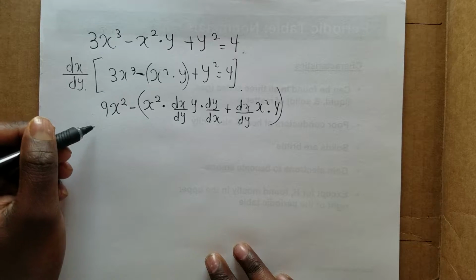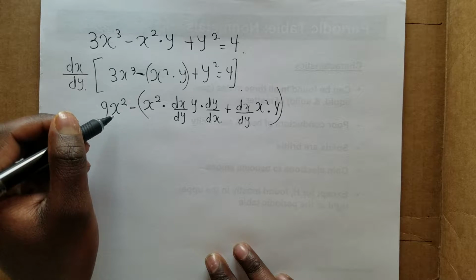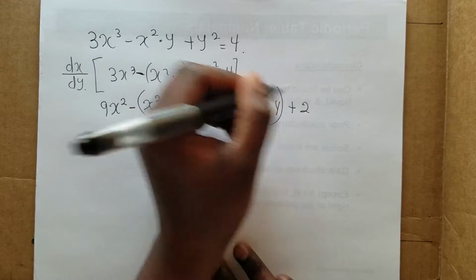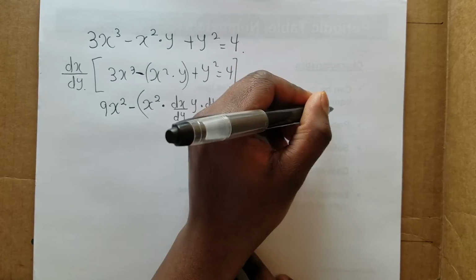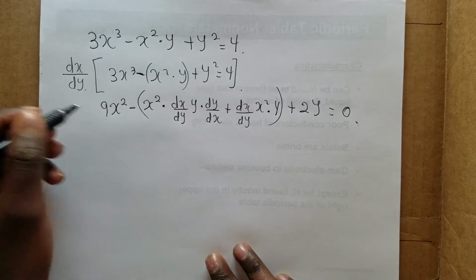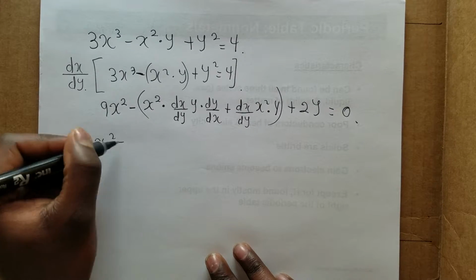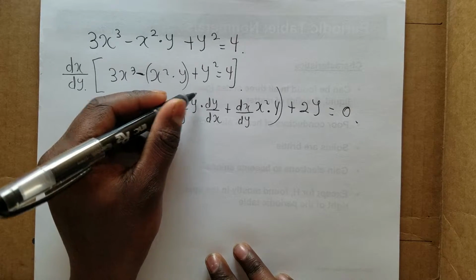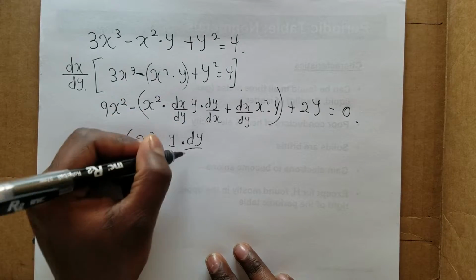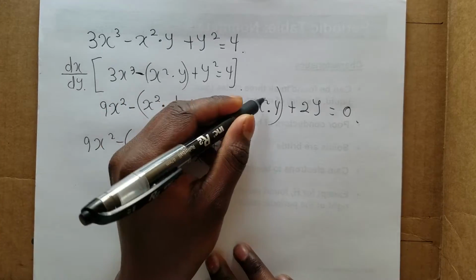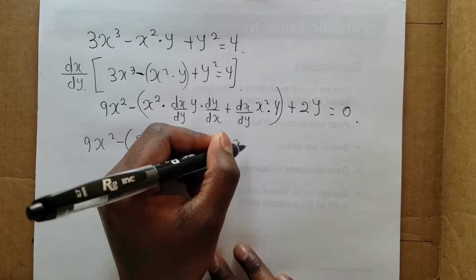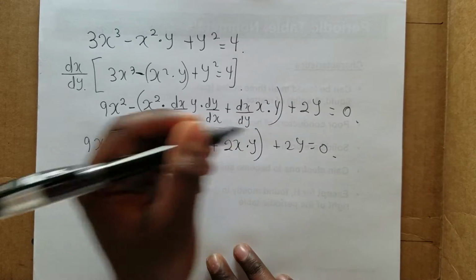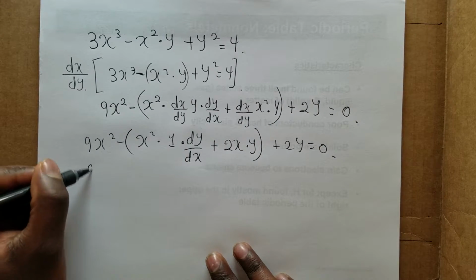So now this becomes plus, if you want, continue. The derivative of y squared is 2y, the exponent 2 comes down, 2 minus 1 is 1. The derivative of a constant is 0. So you get 9x squared minus x squared times the derivative of y, which is 1, dy/dx, plus the derivative of x squared, which is 2x, times y, plus 2y equals 0.